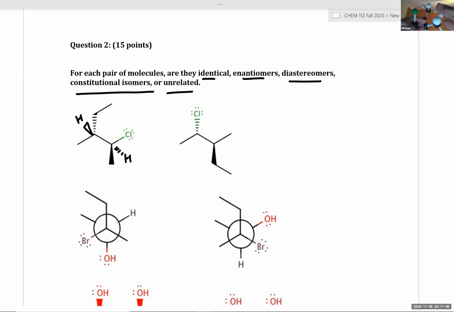Now we have a methyl group, so the chlorine is in the plane of the page. We're almost there, and the methyl group is pointing out. Let me get that fixed.